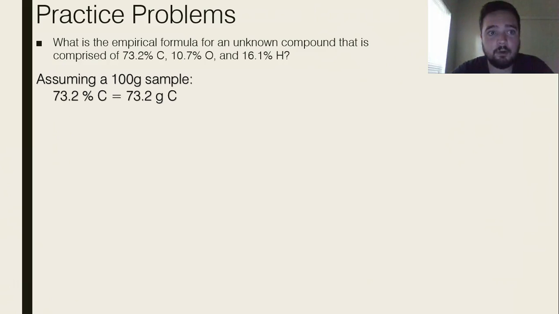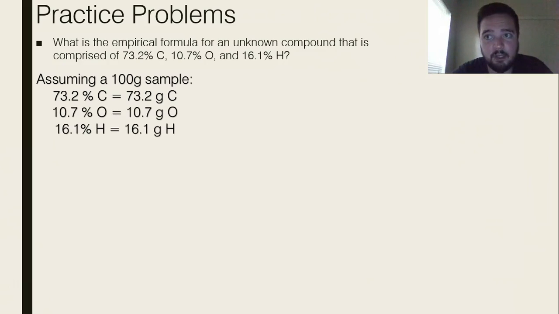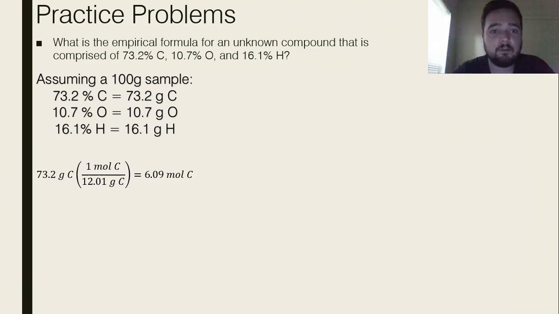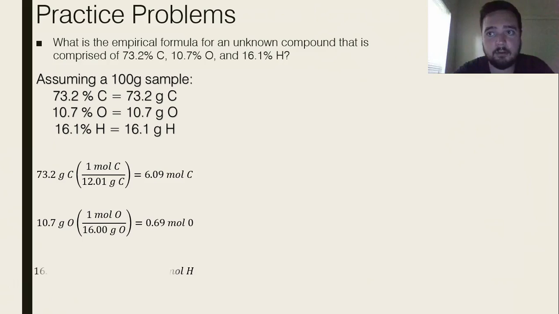So I can say 73.2% of carbon is 73.2% of 100 grams, which is 73.2 grams of carbon. Then I do the same thing for oxygen and for hydrogen. So now I have my masses of each of those elements. Then I'm going to determine the moles of each element using the molar mass given on the periodic table. So I'm going to convert the grams of carbon to moles of carbon. You should get 6.09 moles of carbon. Then I take my 10.7 grams of oxygen and convert it to moles of oxygen, so you get 0.69 moles of oxygen. And then convert my 16.1 grams of hydrogen, and you should get 15.94 moles of hydrogen.